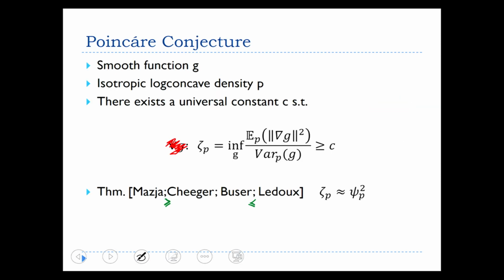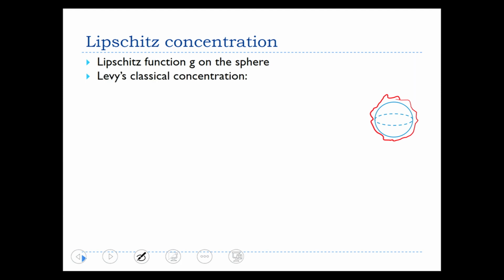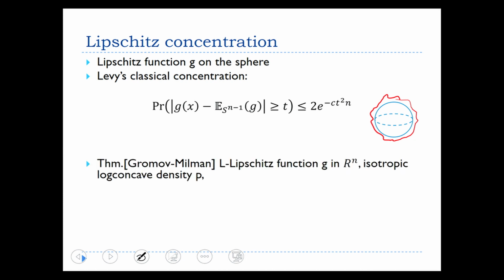Okay, so that's equivalent. Now, here is a different Lipschitz concentration, again taking us back to a classical inequality. If I have a Lipschitz function on the sphere in whatever dimension, Levy's classical concentration inequality says that the probability that it deviates from the mean or the median by t is something that falls off exponentially in t squared n that I mentioned.